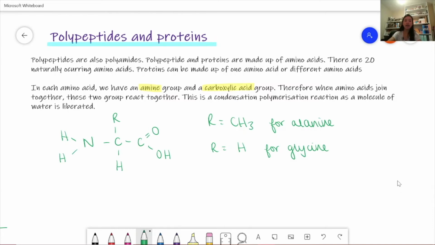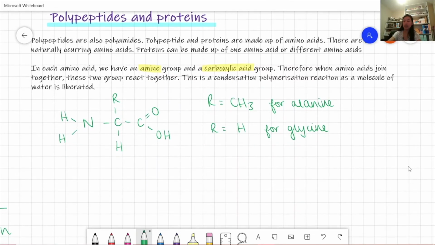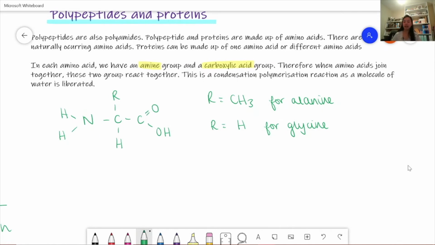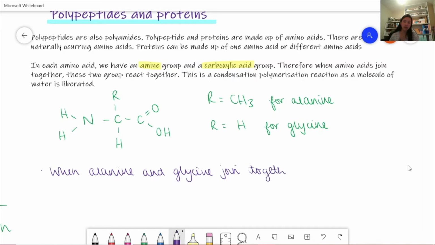And so what we have is a dipeptide, which is formed when alanine and glycine join together. So when alanine and glycine join together, we form a dipeptide.